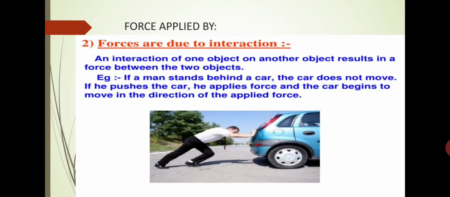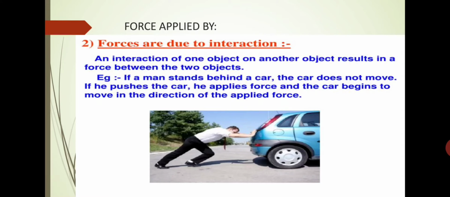Now, the next one is force applied by. The second topic is how forces are applied: forces are due to interaction. What is the meaning of interaction? Interaction means how objects interact, how they come close to each other. So an interaction of one object with another object results in a force between the two objects. We can see this with the help of an example.